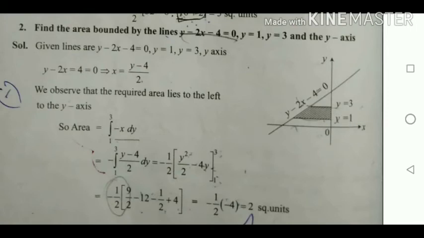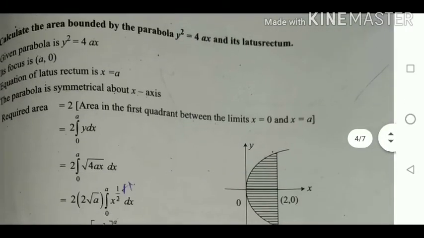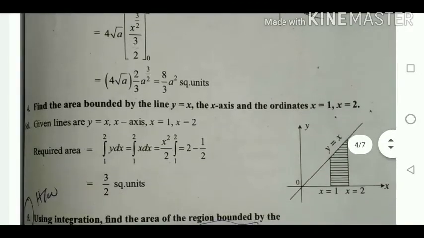2, and substitute the value x equal to 0 in order to find the point y, as well as y equal to 0 in order to find the point x. Then find the area in between the limits 1 to 3. Okay, so you are getting the answer 2 square units. Now the next model, you are going to see the next model.